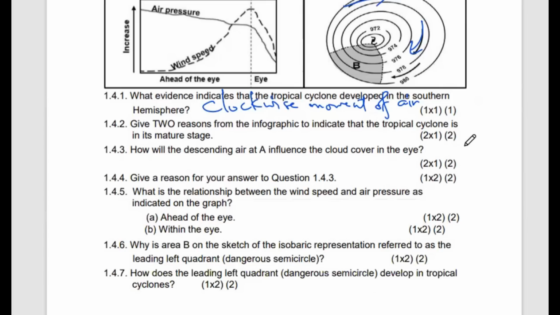Give two reasons from the infographic to indicate that the tropical cyclone is in its mature stage.